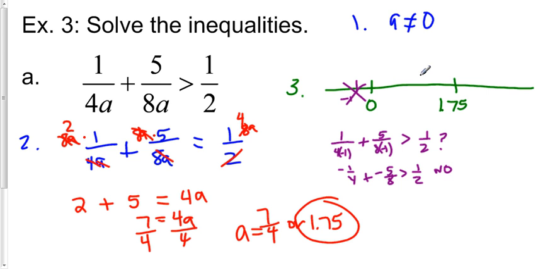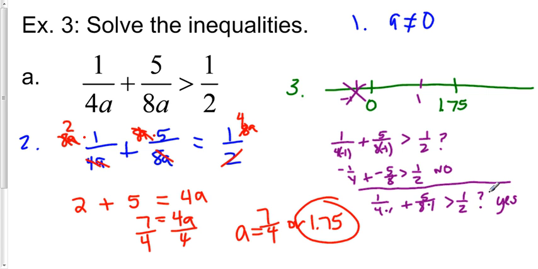I need to check a number now in between 0 and 1.75. I'm going to check 1. All right, so same process. Sorry if this gets sloppy. Now I'm checking 1, plugging it in for a. So 1 over 4 times 1, that's 1/4, plus 5 over 8 times 1, that's 5/8. Is it greater than 1/2? Question mark. Well, 5/8 already is bigger than 1/2. So if I add a fourth to it, I'm definitely greater than 1/2. So my answer is yes, yay. These are solutions. So I'm going to put an open dot here, and I'm going to shade in the middle here. Now, I'm going to stop at 1.75.